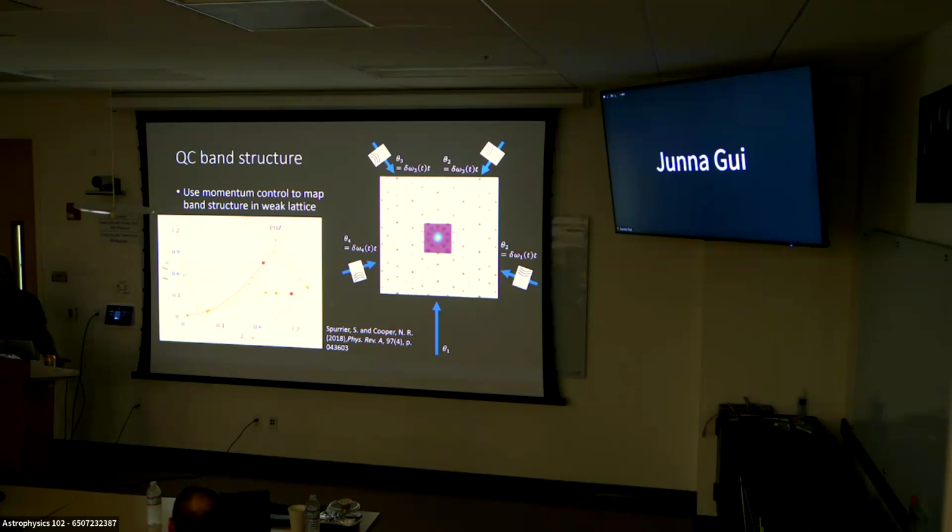There are interesting points where bands might touch. And so you can imagine doing an experiment where I take a condensate and I evolve its momentum, starting from zero momentum out to the edge of the Brillouin zone. I just keep on going. Right? What would I see?